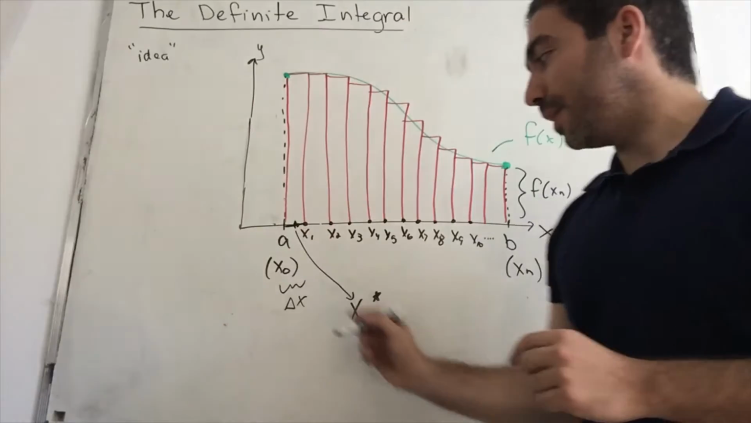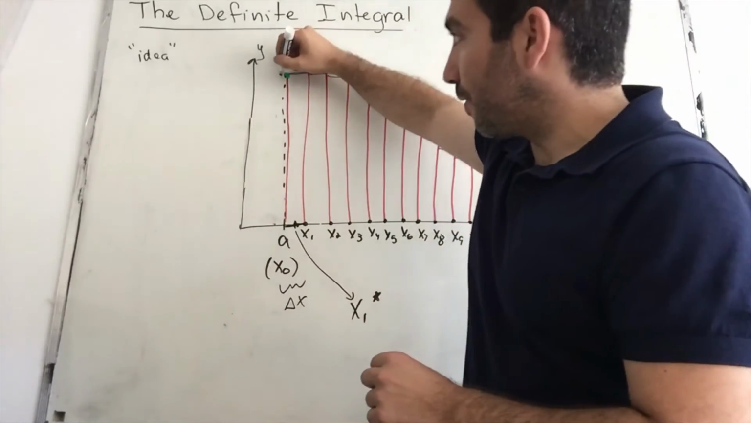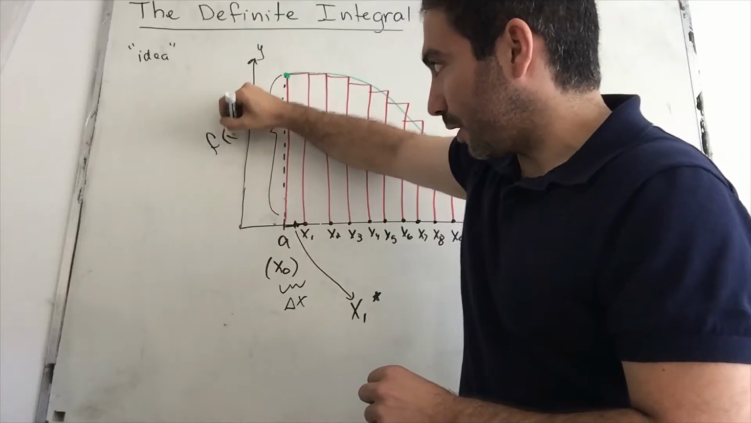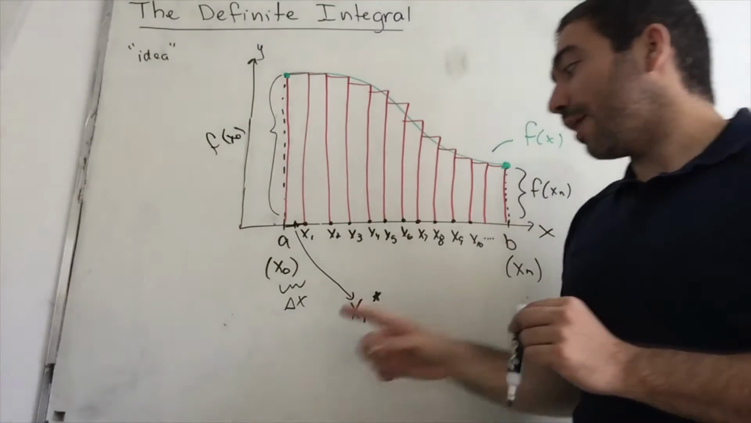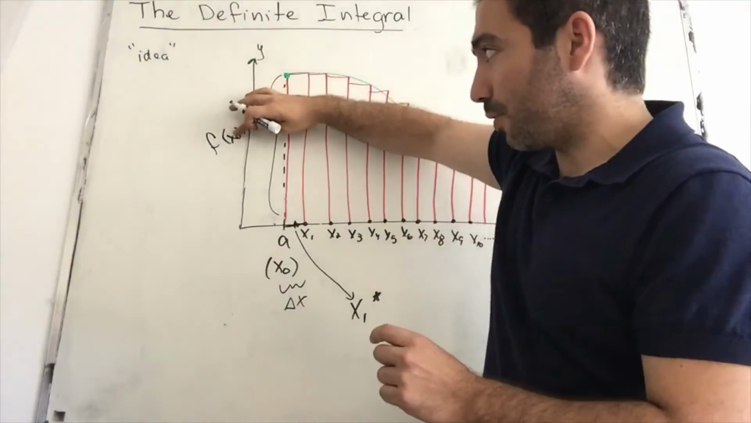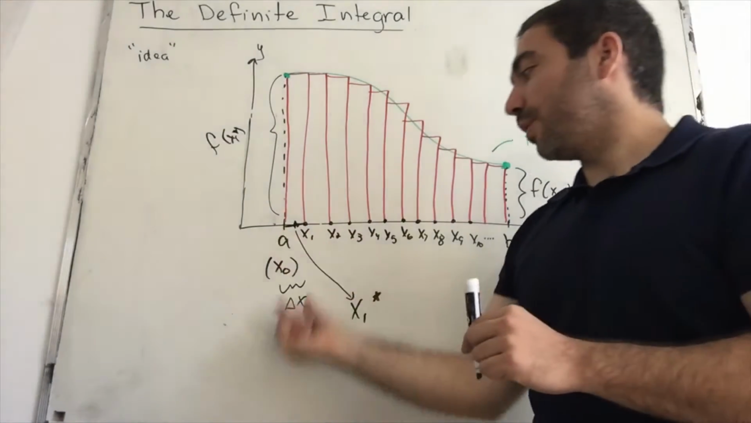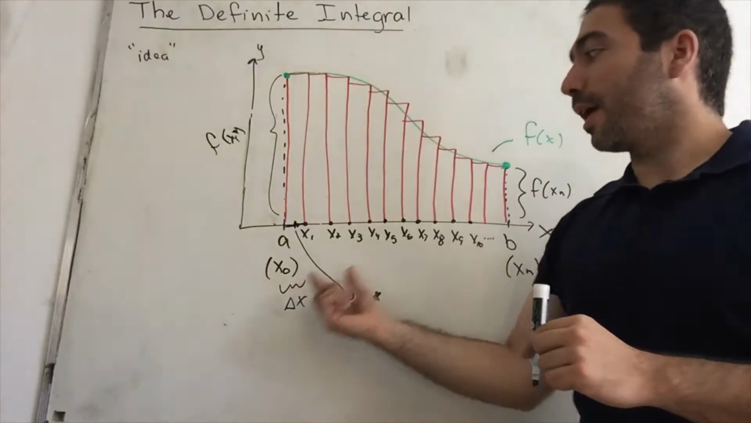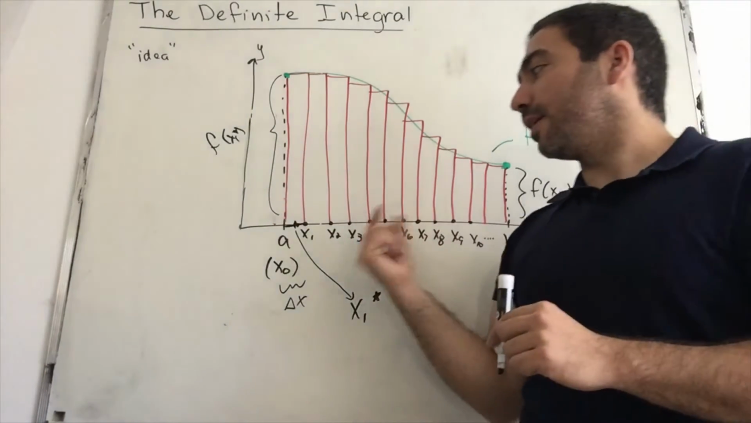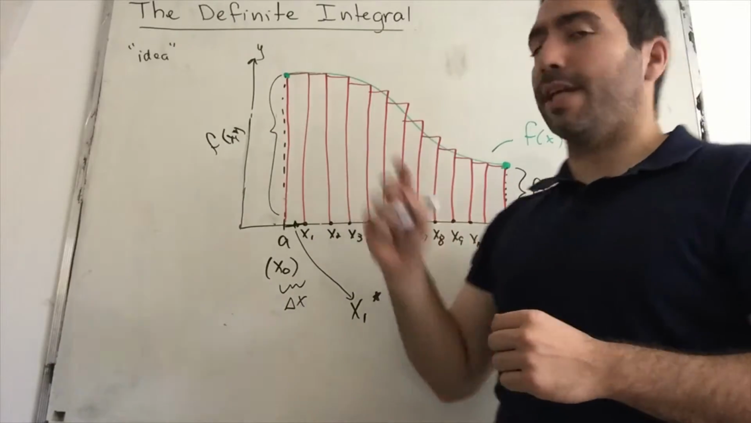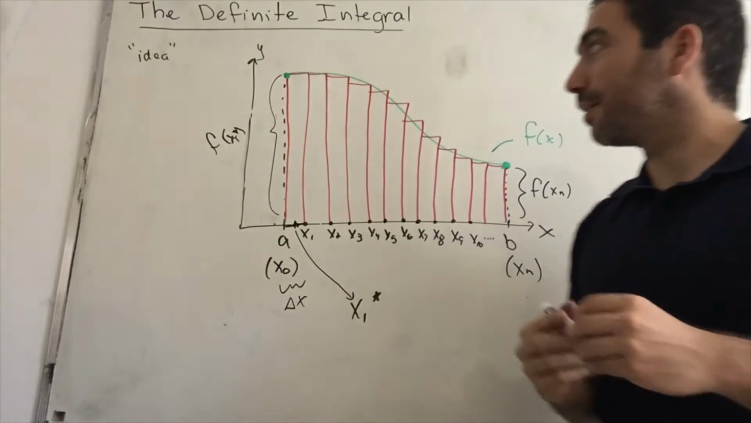So the width would be delta x, the height of the first rectangle would be f of x0 or f of x1 star, it doesn't matter which one you choose, and the width would be delta x. Okay, and then adding all these up and taking the limit as n goes to infinity gives us an approximation for the area under the curve. This is the idea for the definite integral.